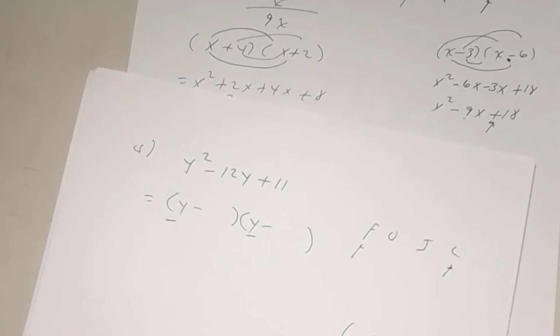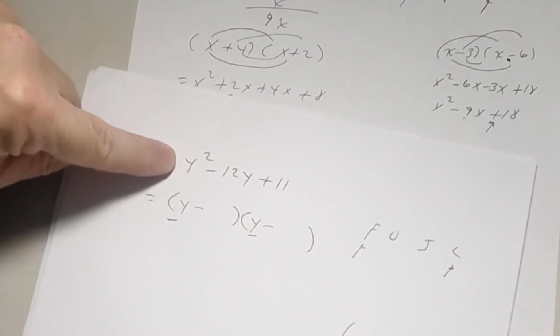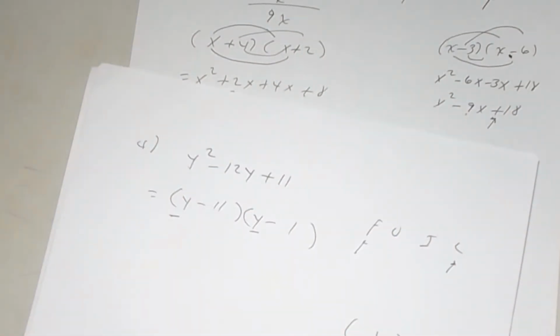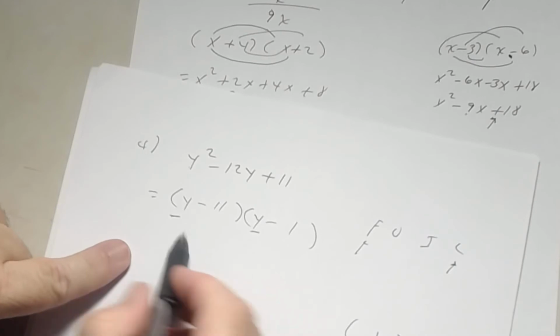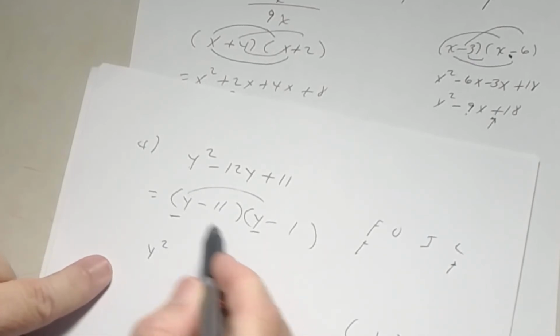Now, you're using a fact that only works in this section. You're saying, well, 11 times 1 is 11, and 11 plus 1 is 12. That only works in this section. It only works because the coefficient of y squared is 1. That's the only reason why it works. So if you put 11 and 1 here, then let's do the trial and error. Let's check it. Y times y is y squared. What's the outer?